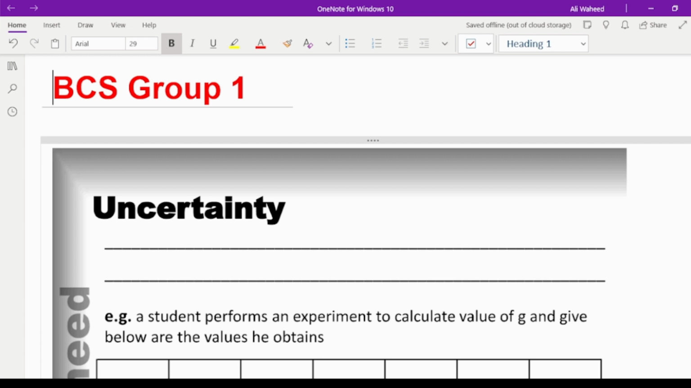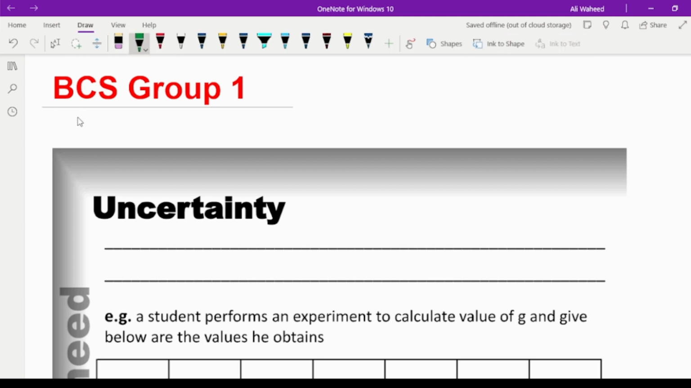Alright everyone, so today we are studying the topic from the first chapter, that is uncertainty, and the calculations of this topic. And this is by far the most important topic of the first chapter. They pretty much always ask you a question from this one, especially in paper 2, and that question is of 3 marks, 4 marks.